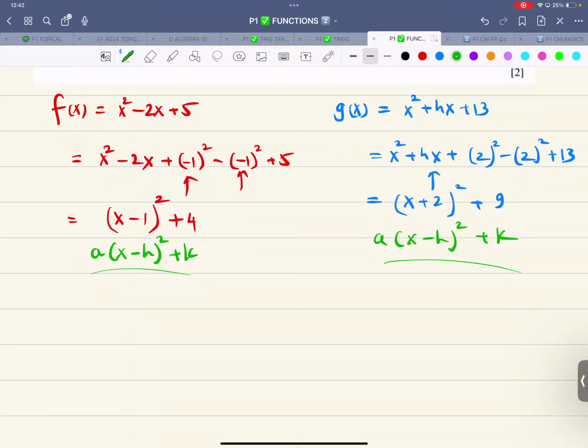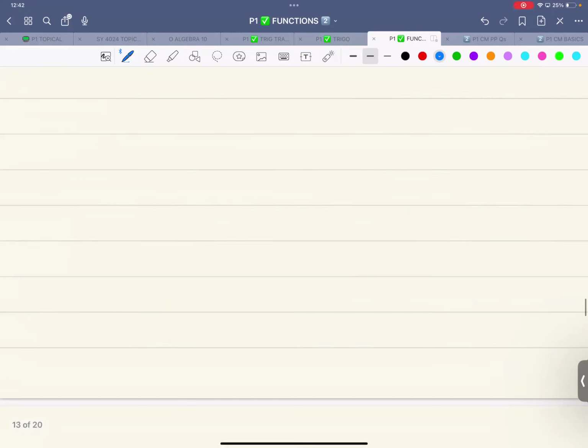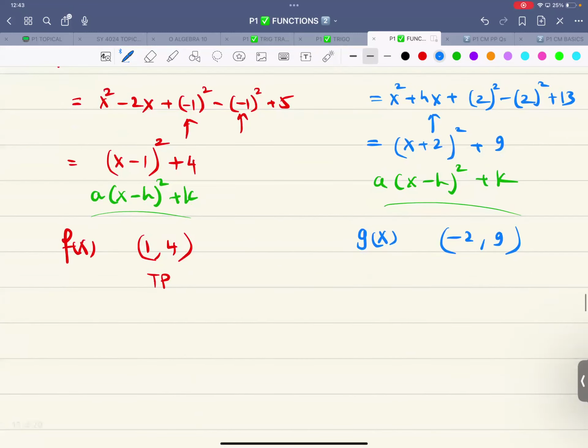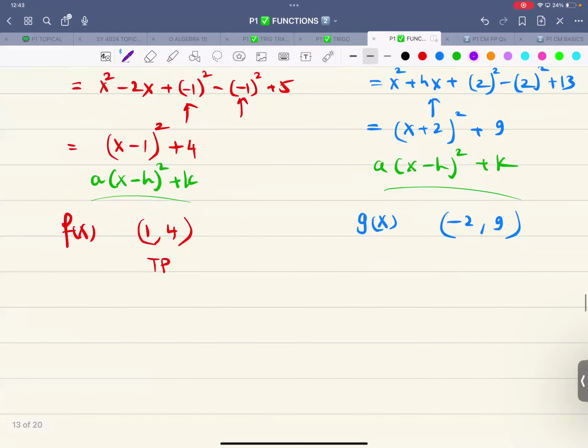So over here, the stationary point in f(x) is positive 1 comma 4. That's the turning point. And when we talk about g(x), the turning point is negative 2 and 9. So this is (1, 4) and (negative 2, 9). Let me first double check. (x minus 1) whole square plus 4, that is all good. The other one is (x plus 2) whole square plus 9. That is all good. Now let's play around with the turning point.